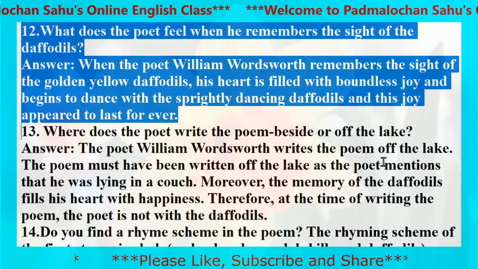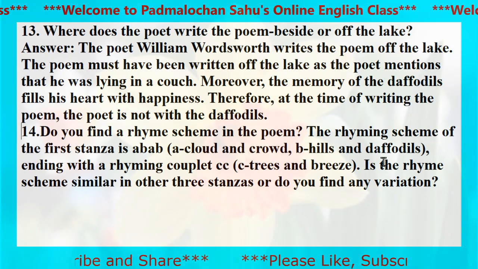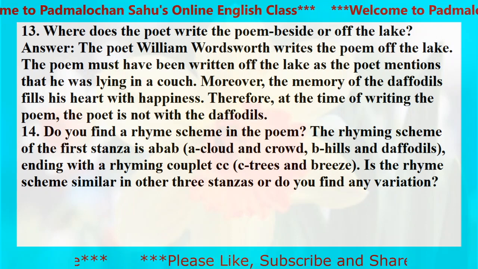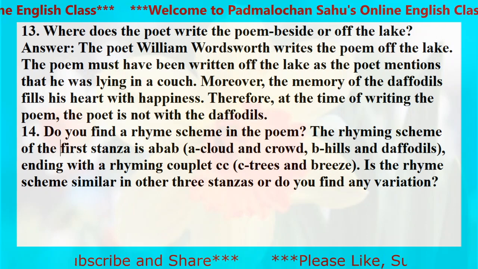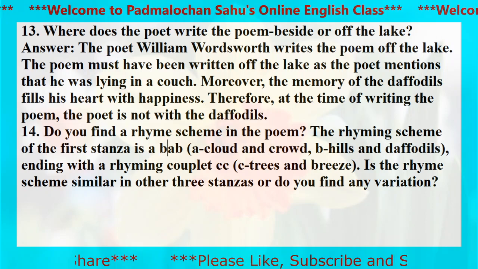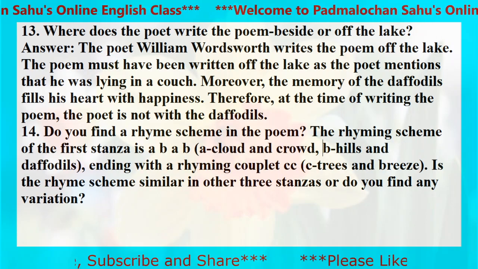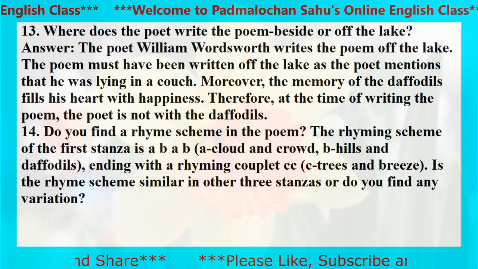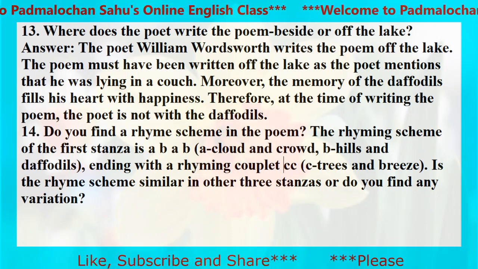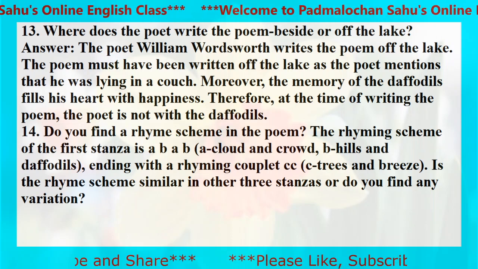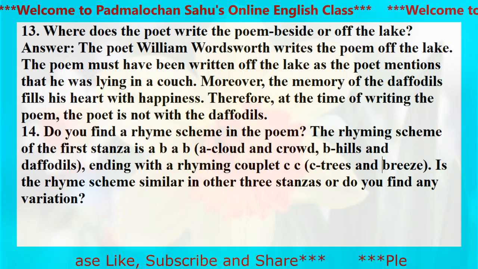So, let me delete this 12th one so that you can see the 14th one. The 14th question is, do you find a rhyme scheme in the poem? The rhyming scheme of the first stanza is A, B, A, B, A for cloud and crown, B for hills and daffodils, ending with a rhyming couplet, C, C, for trees and breeze.